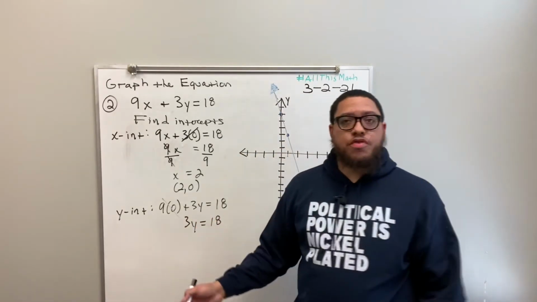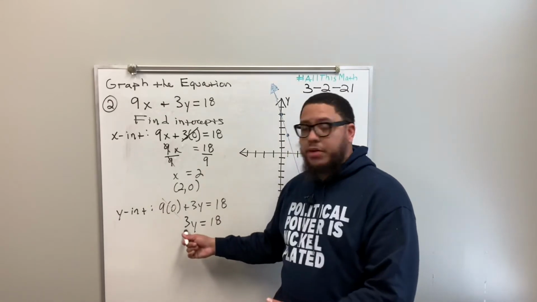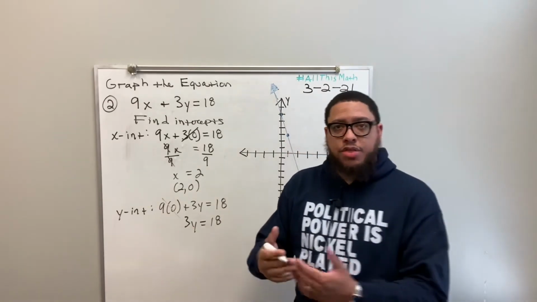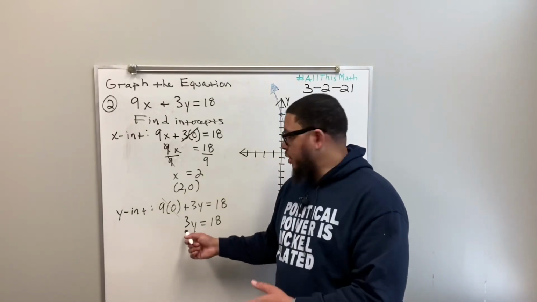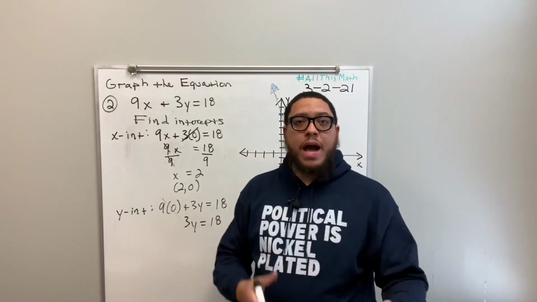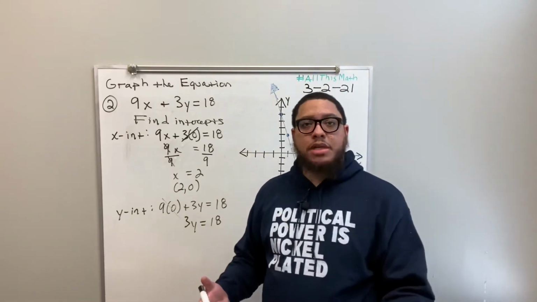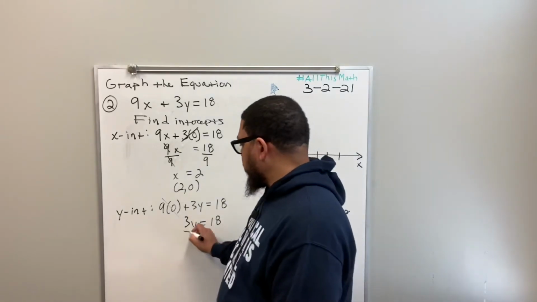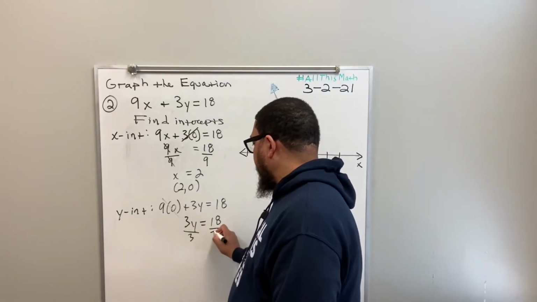Now, how do I solve for y? I need to get rid of this 3 and isolate the y. What is the 3 doing? The 3 is being multiplied by y. This means 3 times y. In order to get rid of the 3, we have to do the opposite operation. What's the opposite of multiplying? It's division. So we're going to divide by 3 and divide by 3.